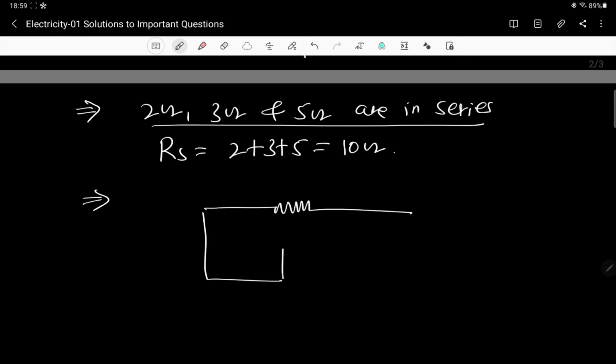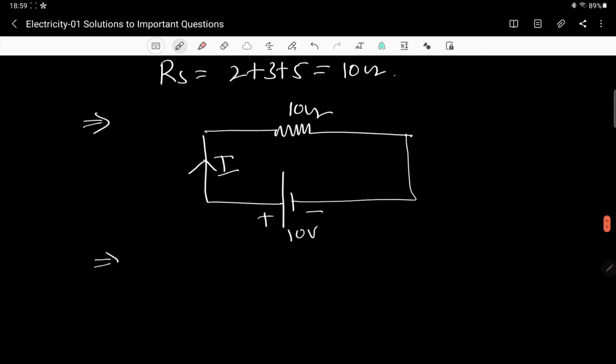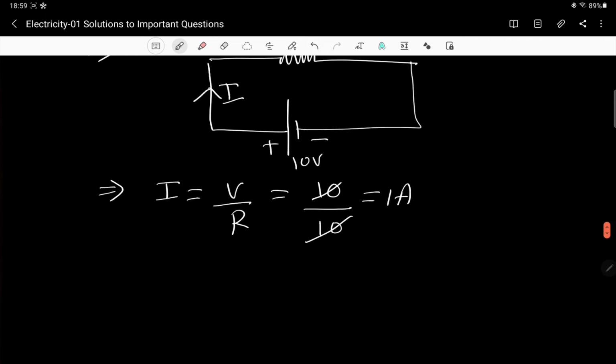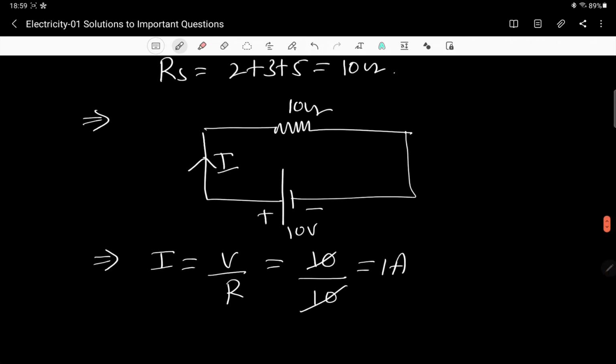Correct? And it is connected to a battery of 10 volt. So this is plus or minus 10 volt, and this is 10 ohm, and here I'm going to have current. So this current is equal to, what is the formula? Current is equal to V by R. What is the value of V? 10 volt here, because only one resistor is available, no? So you can directly take it divided by 10, 10, 10 get cancelled, and the current is 1 ampere.